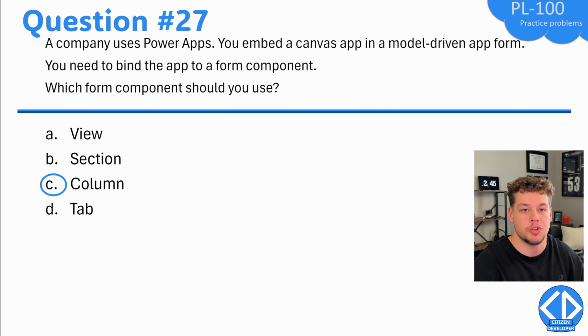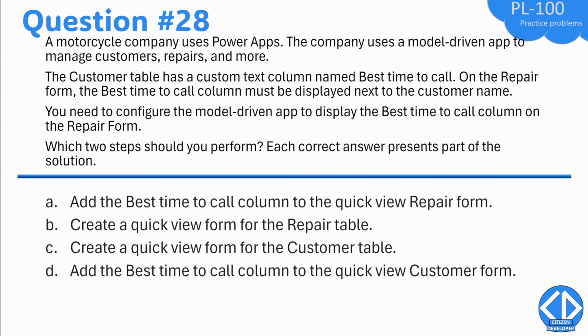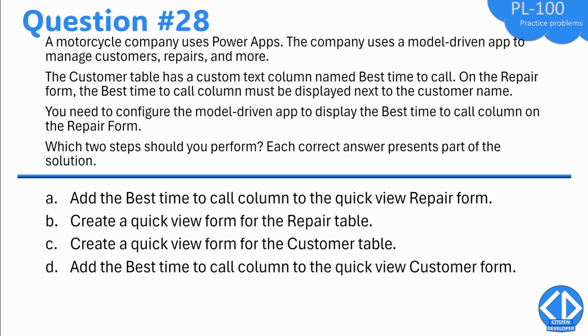Let's go ahead and get into question 28. Question 28 is a motorcycle company uses Power Apps. The company uses a model-driven app to manage customers, repairs, and more. The customer table has a custom text column named Best Time to Call. So on the customer table, we have a Best Time to Call field.